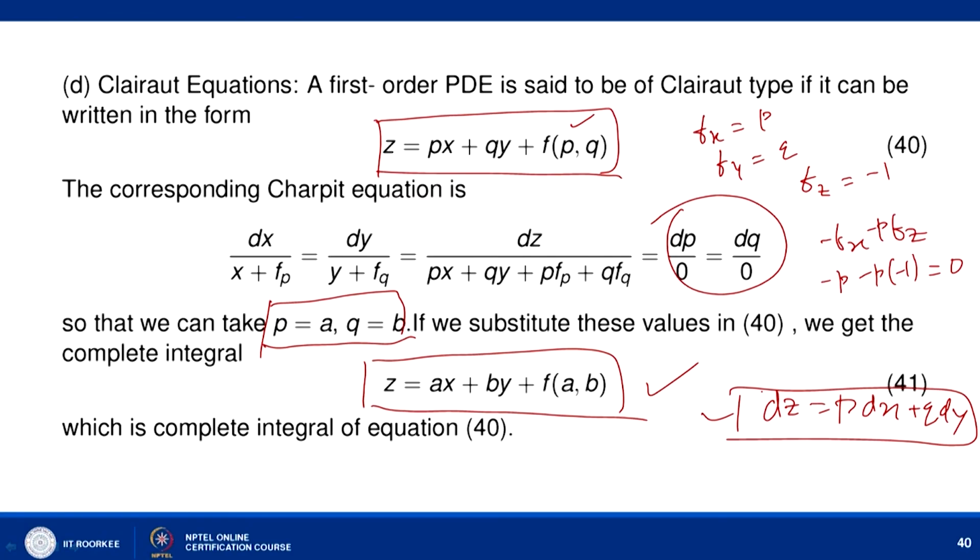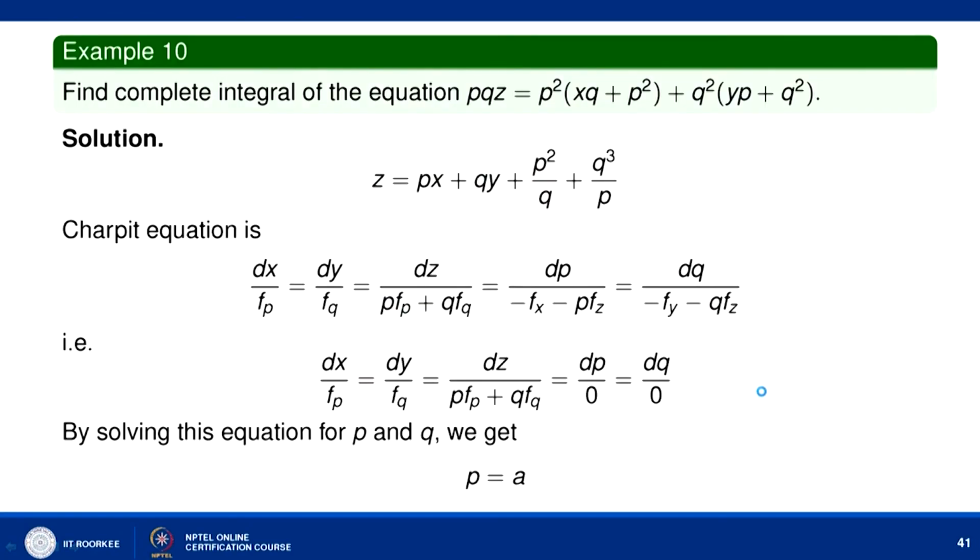Okay, so let us take one example based on this. Find the complete integral of this equation, pqz equal to this. Again, it may not look like a Clairaut equation, but you have to simplify. So divide by pq. When you divide by pq, you can see that it is z equal to px plus qy plus p square upon q plus q cube upon p square. So it is linear in x, y, z and maybe non-linear in terms of p and q.